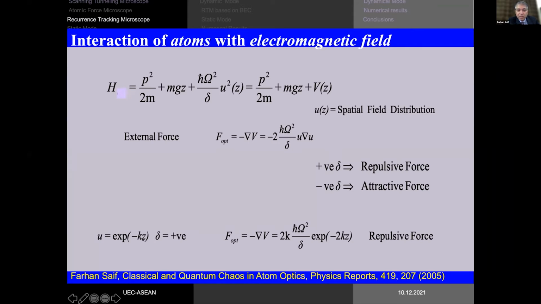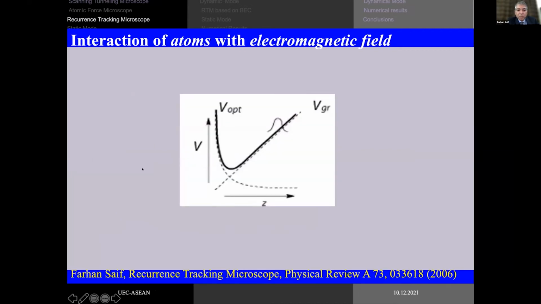And in our case, the electromagnetic field has an exponentially decaying profile in the upward direction. If we take delta to be positive, our force would be a repulsive force for the incoming atoms. So with this repulsive force, which is coming because of this exponentially decaying evanescent wave field, we find the potential seen by the atom as exponentially decaying because of the optical field, and a linear potential because of the gravitational field. Now the cold atoms which are at a certain height in the gravitational field will move in this confined potential and perform the interference phenomenon.